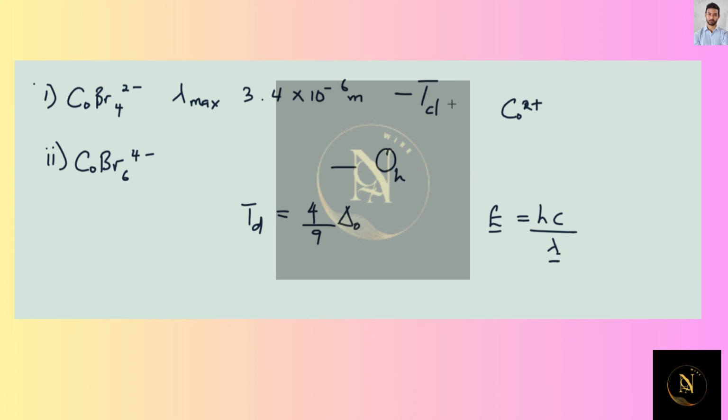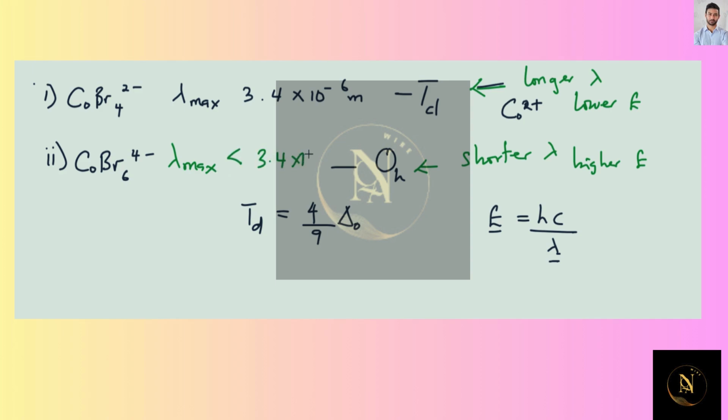So this having a lower energy, we have a longer wavelength. Okay, so this is going to be longer wavelength, lower energy, and this should have a shorter wavelength and higher energy, right? So that's it. So the wavelength of absorption for this will be lower than 3.4 times 10 raised to the power minus 6 meters.